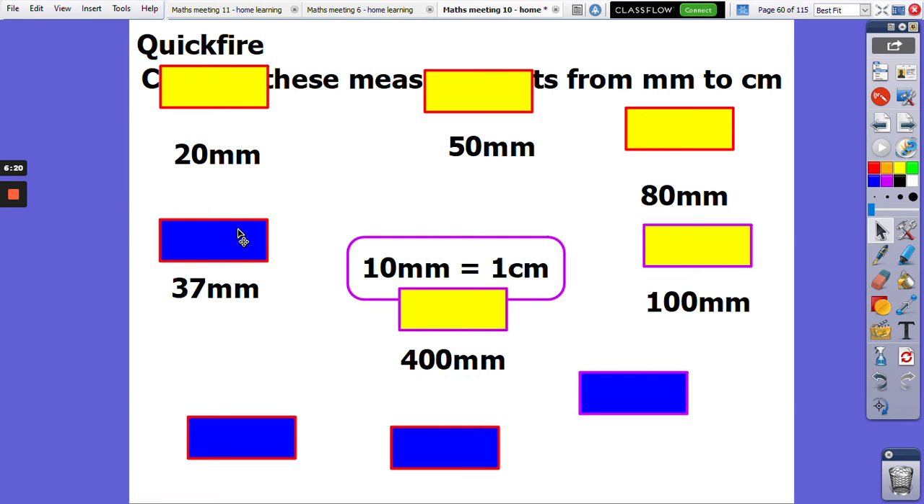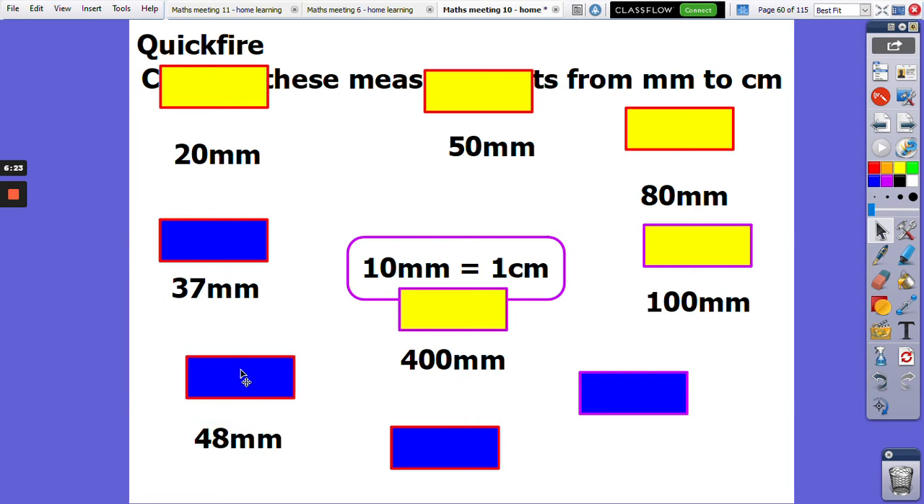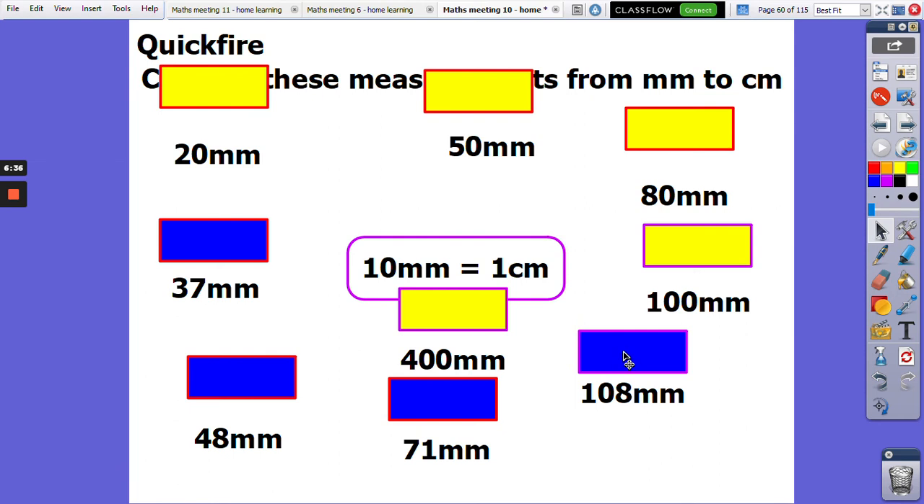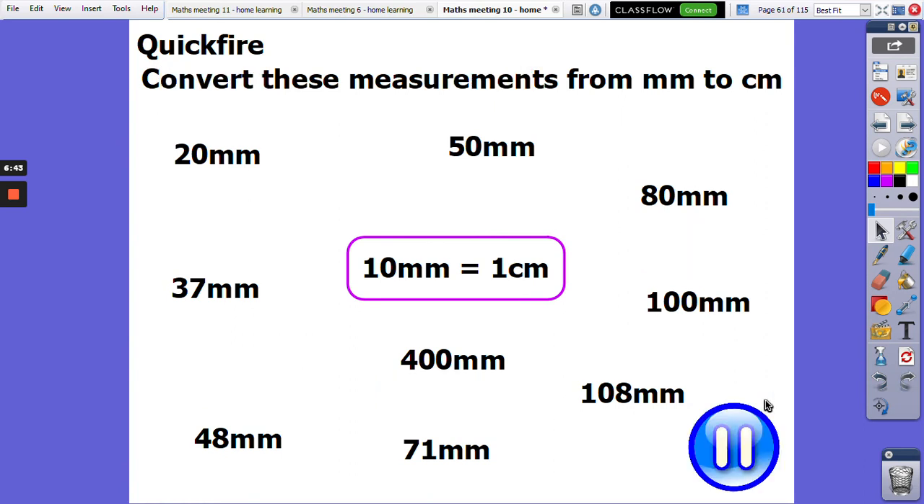3 centimeters, 7 millimeters. 4 centimeters, 8 millimeters. 7 centimeters, 1 millimeter. 10 centimeters, 8 millimeters. Okay, well done if you shouted those out nice and loud. Going to pause this for a second. I want you to convert these measurements on your page now. Okay, good converting everyone. Let's move on, shall we?